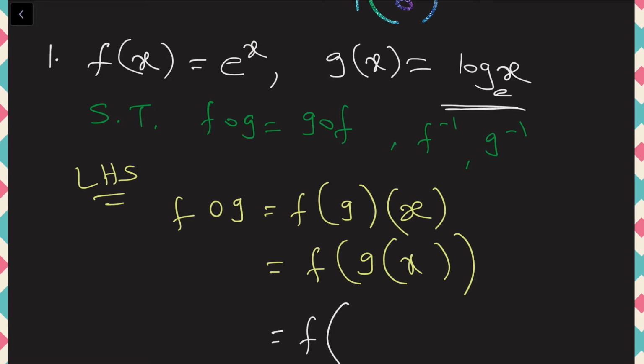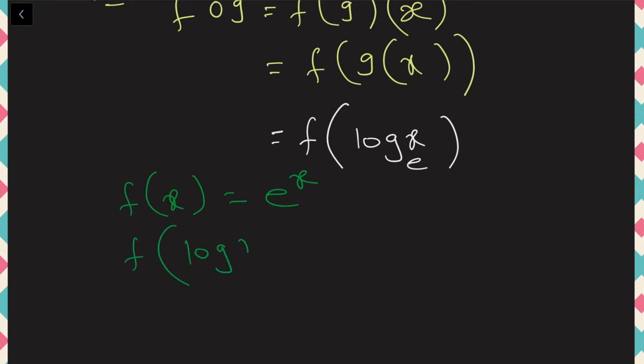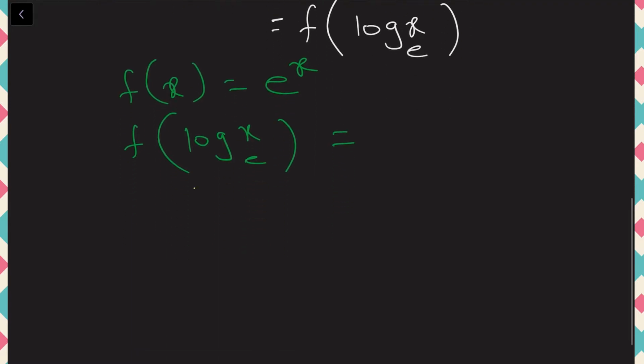g of x is given as log x base e. So let us substitute that here: f of log x base e is what we want. f of x is given as e power x, so wherever we have x, in the place of x we need to substitute this total. So e power log x base e. This is the formula: e power log x base e is nothing but x. So for the LHS, I got the value as x.